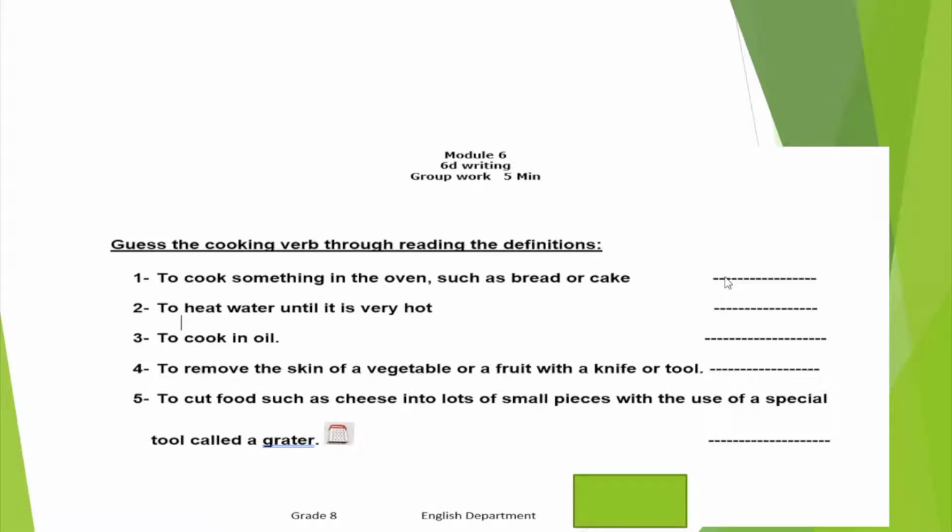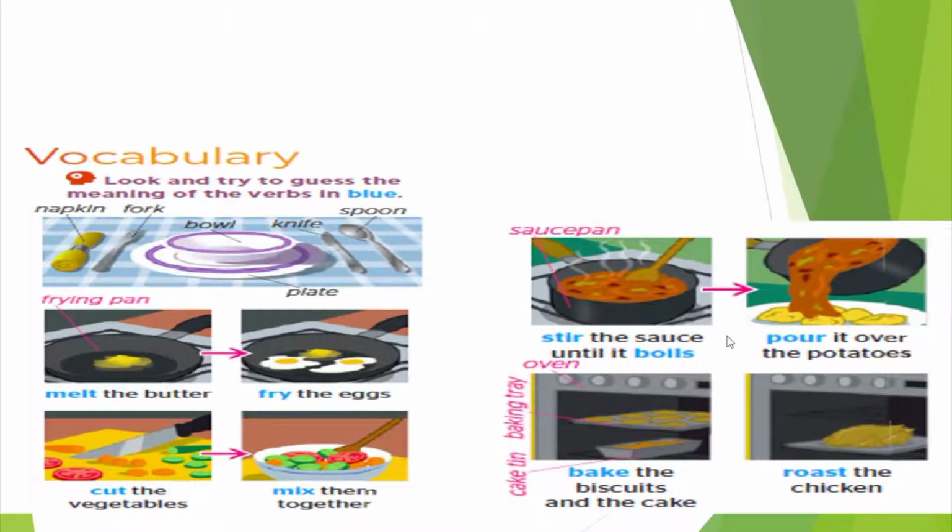To heat water until it is very hot. Right. Boil. To cook in oil. Fantastic. To fry. To remove the skin of a vegetable or fruit with a knife or tool. Right. To cut. To cut food such as cheese into lots of small pieces with the use of a special tool called a grater. Yes. To grate.